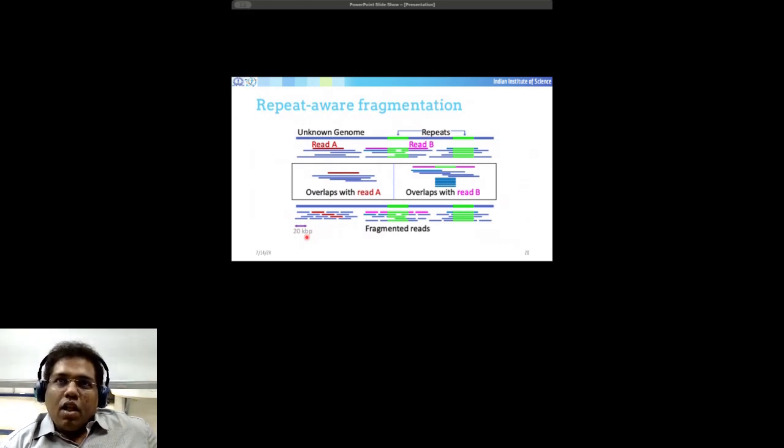And what we want to do is ensure that repeats of specific lengths are still resolved. So that is also a parameter which can be tweaked in Raft.